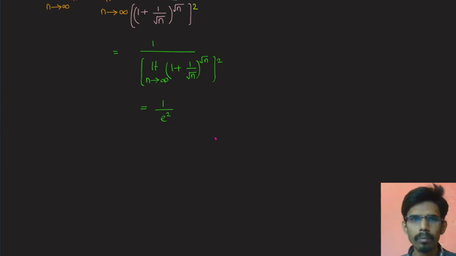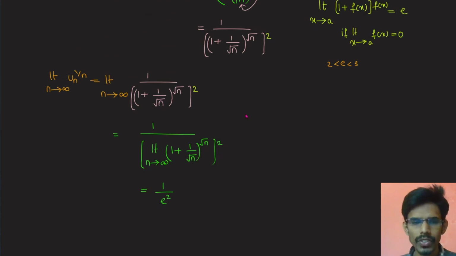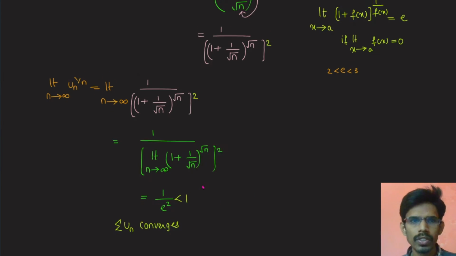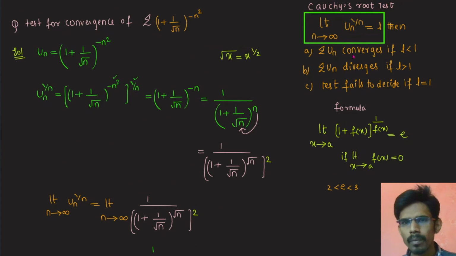So the value of 1 by e square will be less than 1. Since the value of e lies between 2 and 3, so 1 by 2 point something will be less than 1. So we can say that this value is less than 1. Hence the given series sigma un converges. Since this limit is less than 1, see here, when L value is less than 1, we see the given series will be convergent.